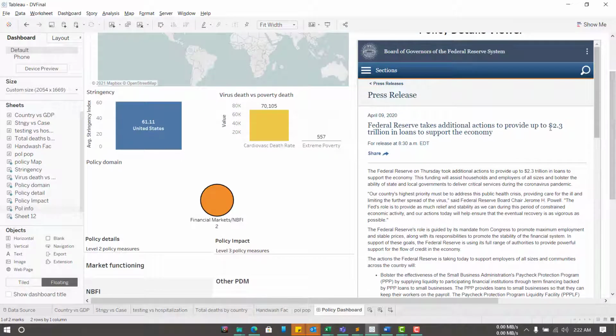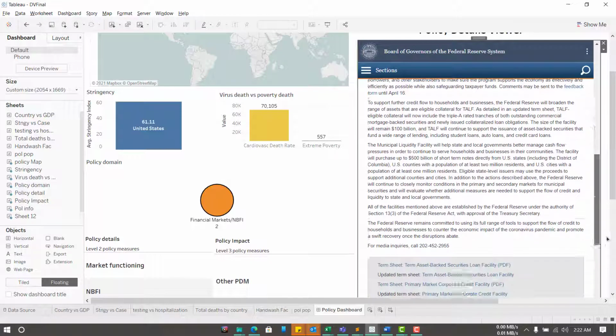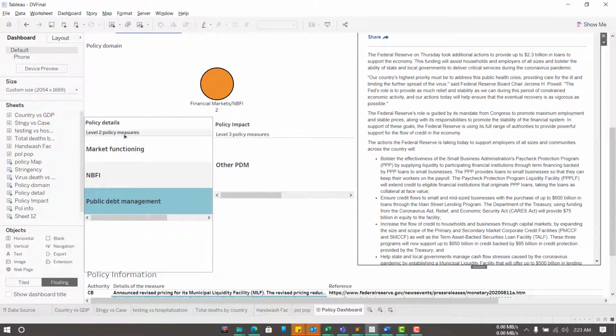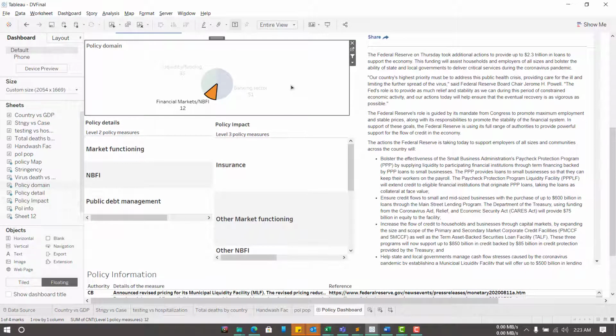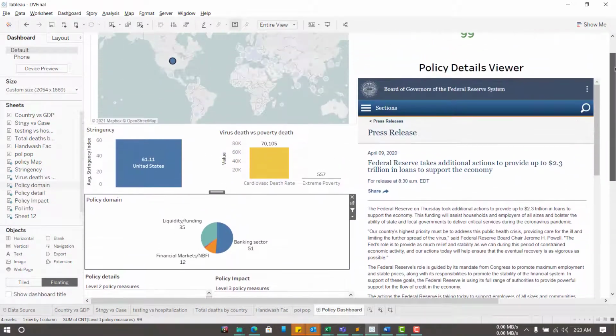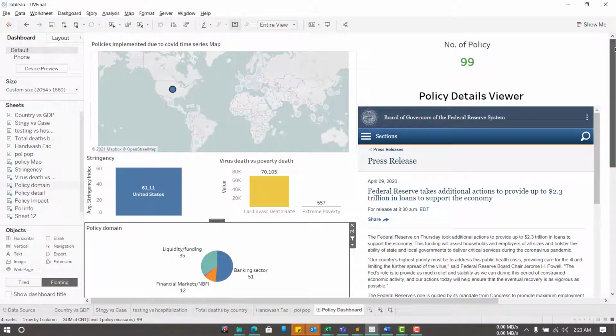and there it is. So we have a complete article which is stating about this policy in detail. It says that the Federal Reserve takes additional actions to provide up to $2.3 trillion in loans to support the economy, and all the details related to this policy at one place. So yeah, this dashboard facilitates all the information required for say analysis of the policies which were employed during the COVID era, giving the number of policies, kind of policies, and also the exact policy details.